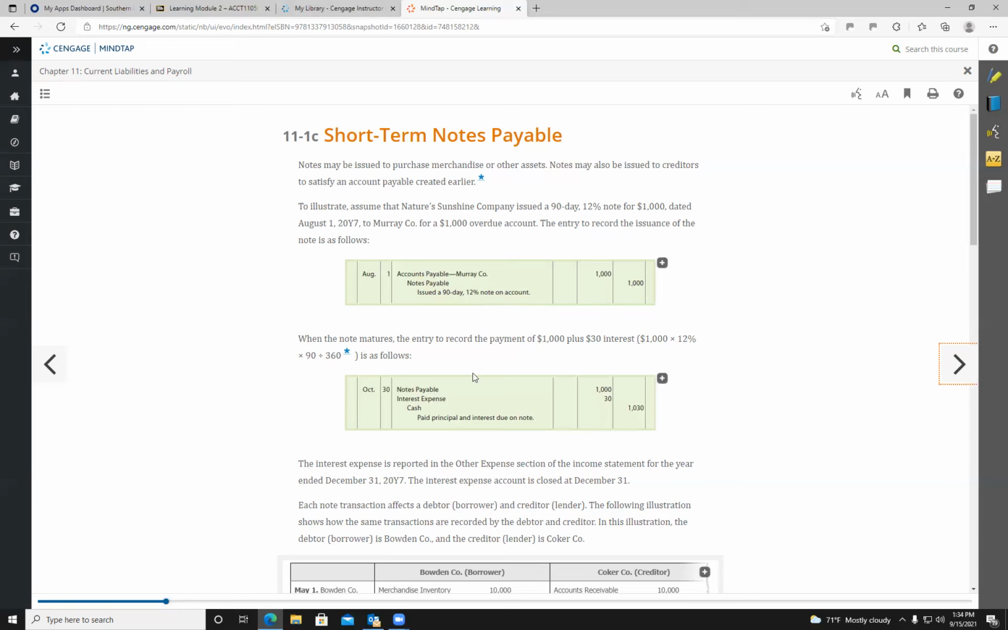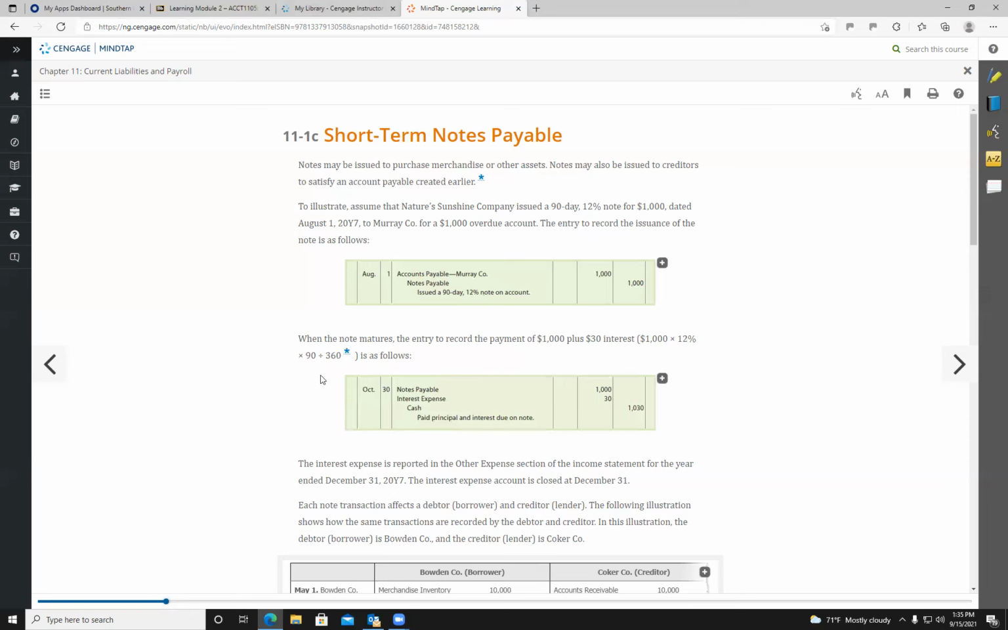So now when the note matures, the entry to record the payment of $1,000 will have to include that interest. And it's a simple computation of interest. So here, I'm just going to click on this little asterisk. Cengage, I guess, in their infinite wisdom, decided to use 360 days per year instead of what is normally practiced, which is 365 days. So we'll continue with that math using the 360. But in real world applications, when you calculate the simple interest, you would use 365 days.